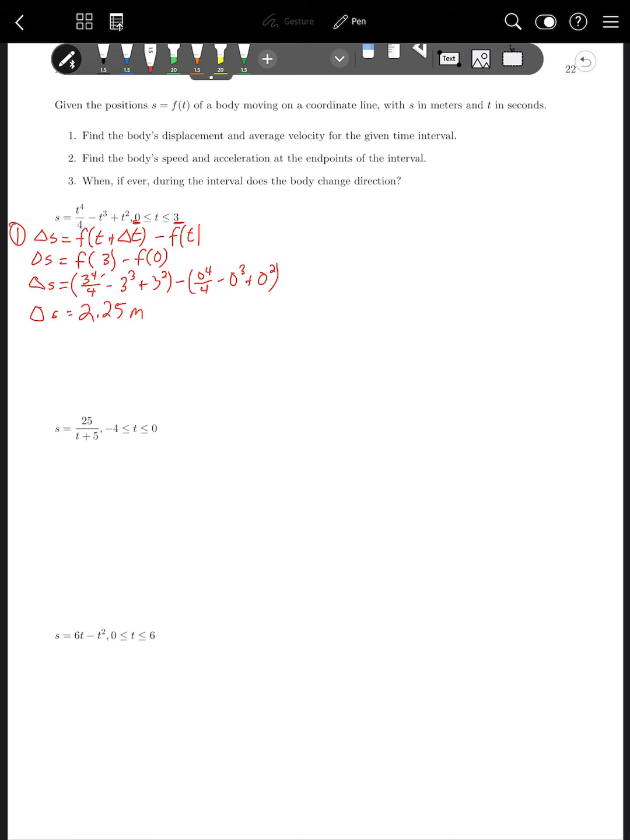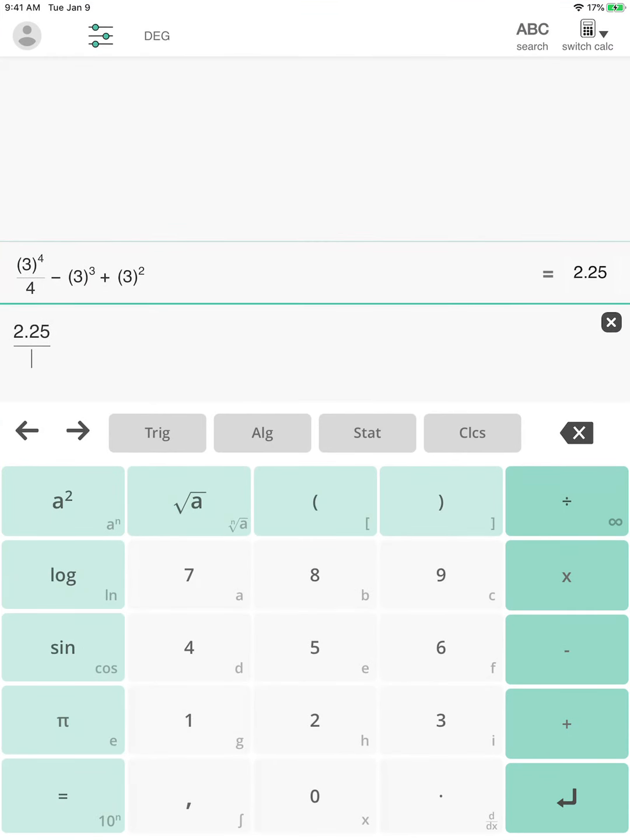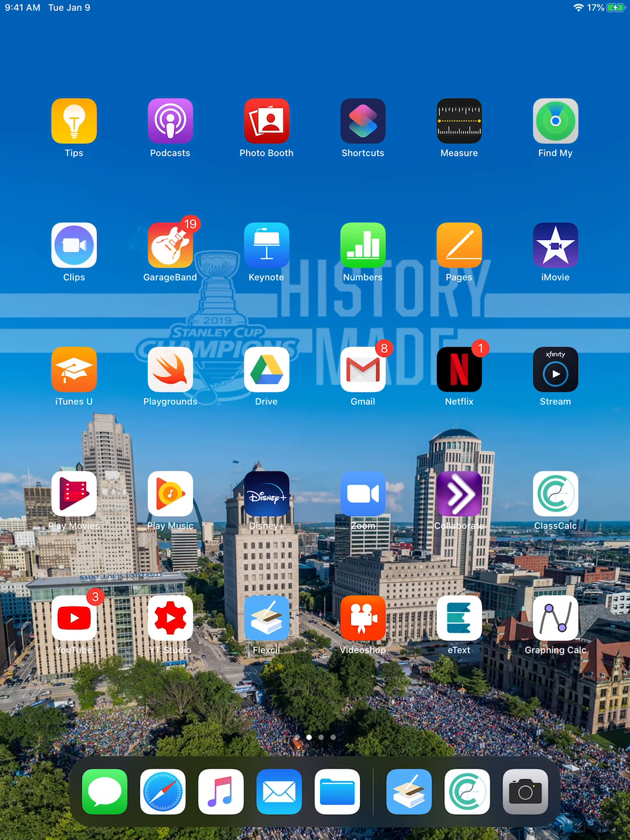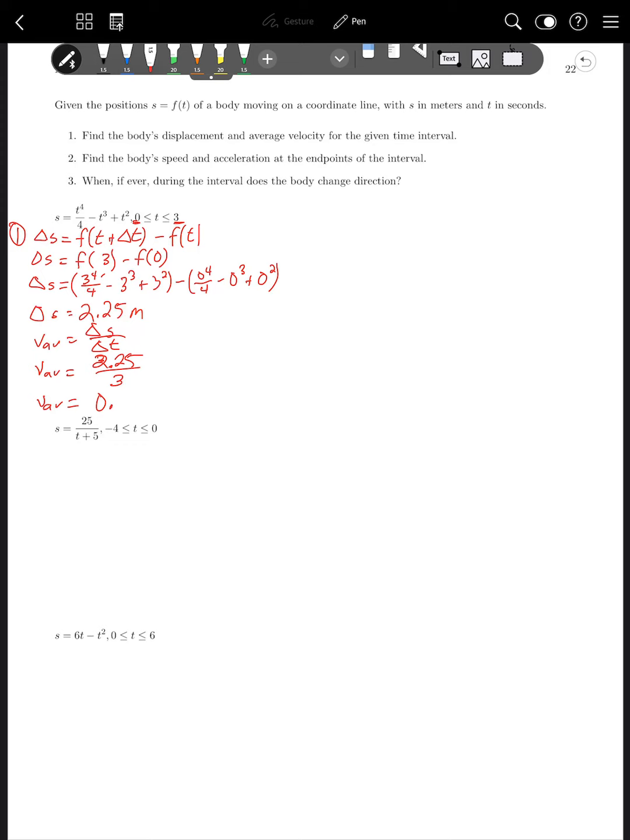So that's the displacement. And then it wants the average velocity. Well, the average velocity, right, is delta s divided by delta t. So in this case, the average velocity would be 2.25 divided by 3. So we can just do that in here, 2.25 divided by 3 is 0.75. And the units on that will be meters divided by seconds, right? Because on top I had meters and I divided by 3 seconds. Okay, so that's part 1 for this first problem.